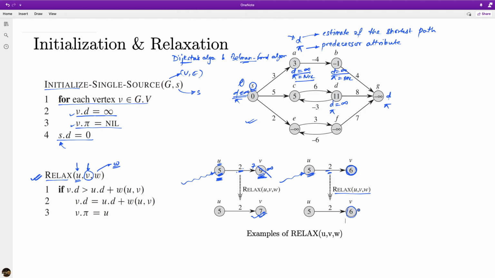So this can be very easily written as: if the current shortest path estimate for V, V.D, is more than the shortest path estimate for U plus the cost of going from U to V, then we want to update the shortest path estimate for V, and we also want to update the predecessor attribute.